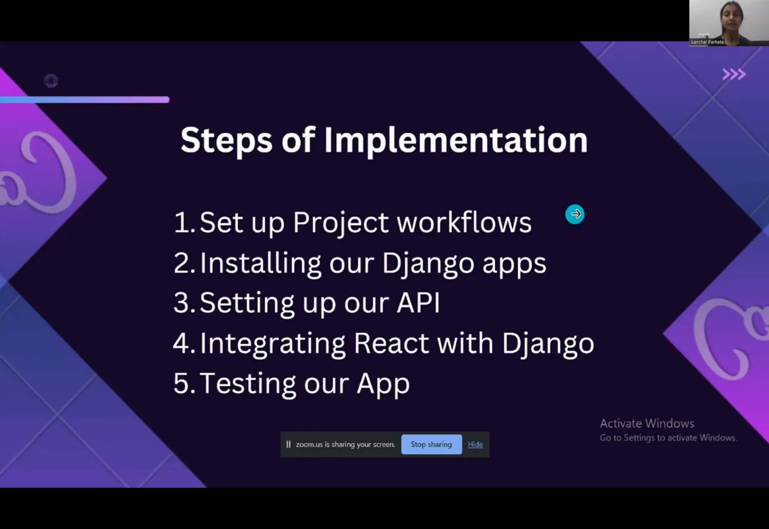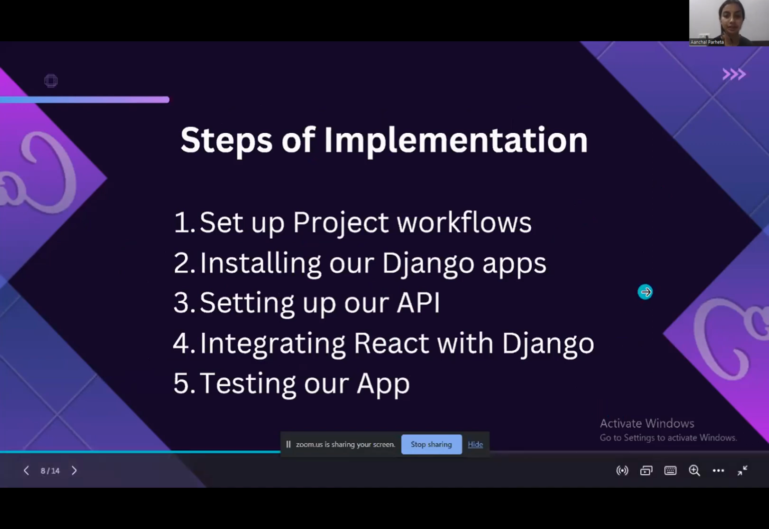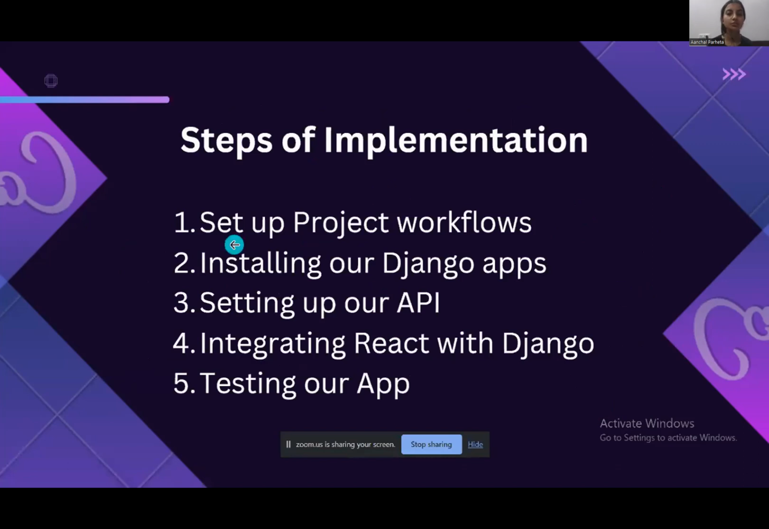Steps of implementation. Here I write some steps of implementation through which I connect my Django and React.js. First is setting up project workflows. Here I install all the necessary libraries in my terminal, in my laptop, to create and set up an environment. Second is installing our Django apps, which are mainly used in the backend application I created. Third is setting up our API. In order to integrate React.js and Django, I need to create an API which is provided by Django to integrate both these frameworks.